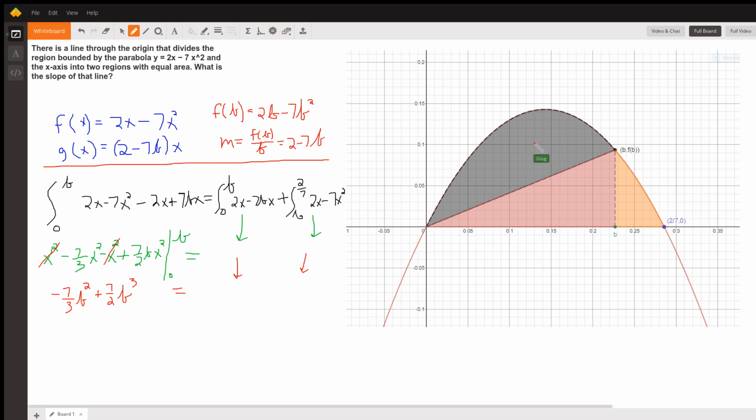Now, what we're ending up saying is that the area of this region right here, area 1, equals the area of region 2 plus the area of region 3.